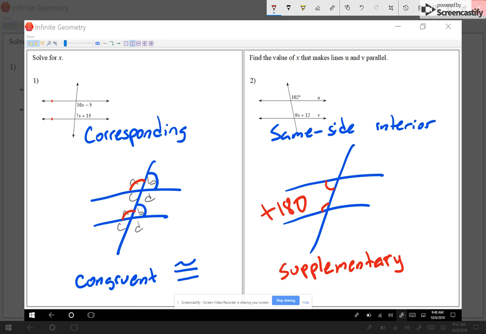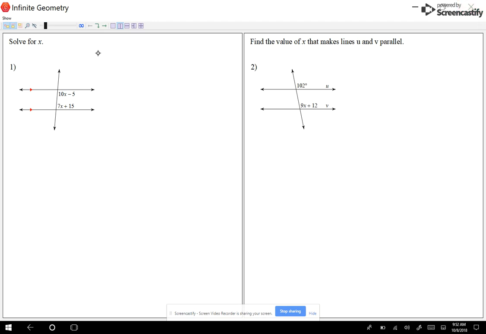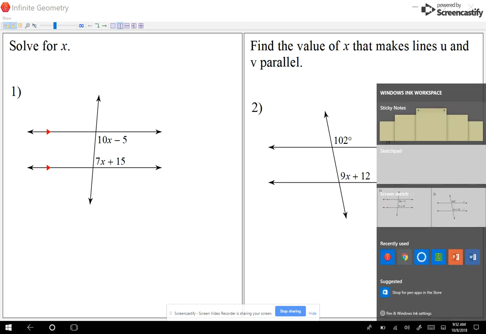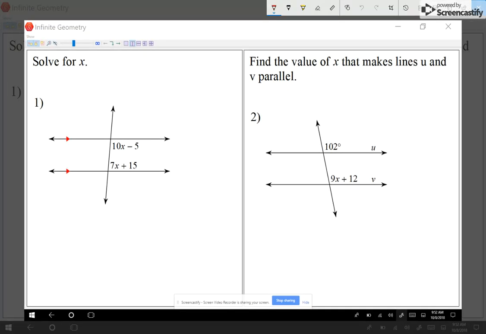No. So now, as an example, the way we're going to see it on our homework, my first question says solve for x. My two lines are parallel, so we have to solve for x. In this case, I'm looking at same side interior. And I know same side interior, I add everything. So I'm just going to go 10x minus 5 plus 7x plus 15. Right? I'm going to add my two angles, and it is equal to 180.